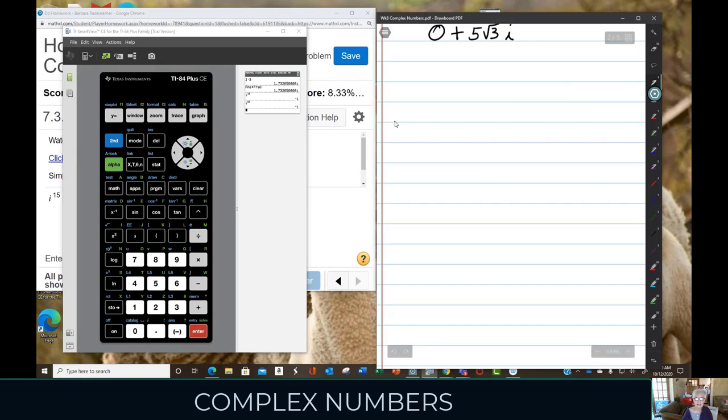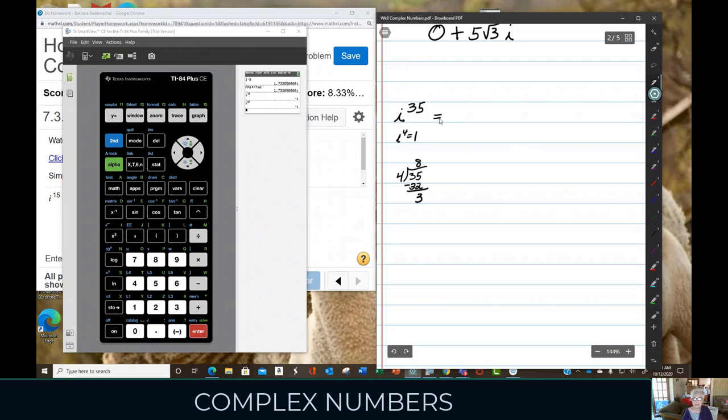Let's try this. I to the 35th power. The trick to doing this is finding out how many 4s go into 35, because I to the 4th, you remember, equals 1. So I'm going to divide 4 into 35. Well, 4 times 9 is 36, so I'll have to do 4 times 8. 4 will go evenly 8 times, and then there is a remainder. And the remainder is 3.